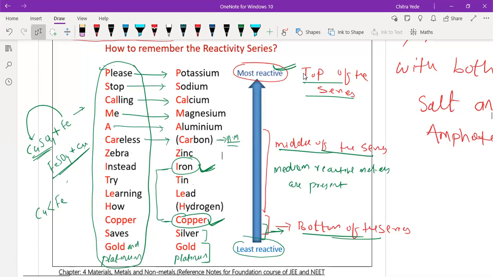Then in zebra we have zinc. Z is zinc. Instead, I is iron. In try we have tin. Then in learning we have lead, and in how we have hydrogen. Sir, hydrogen is a gas, no, sir? Yes, it is again a non-metal. See, hydrogen is used in most of the reactions. That's why hydrogen is also mentioned here, in brackets. And then we have copper.